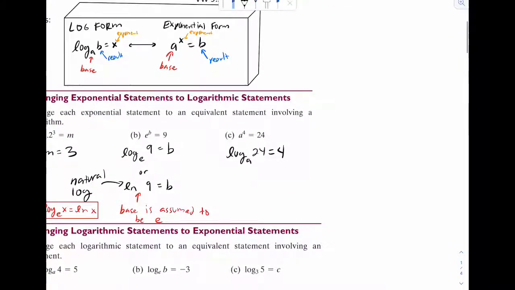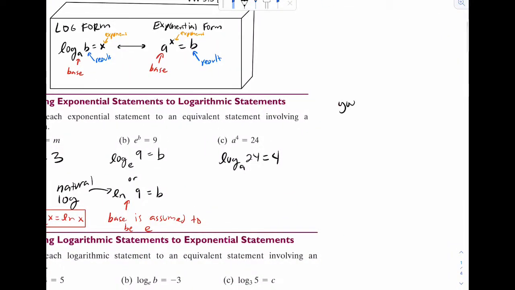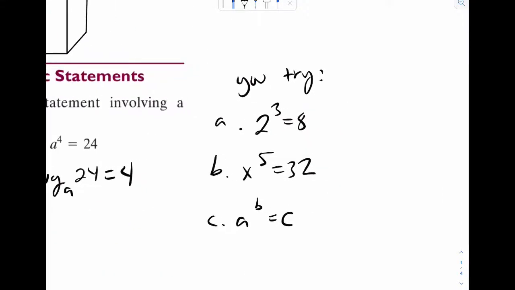Okay, I'm going to write some over here. So I want you to try these. 2 to the third equals 8. X to the fifth equals 32. A to the b equals c. I want you to quickly pause the video and just convert those to log form, and then unpause it and play once you're ready. All right, so now the answers.